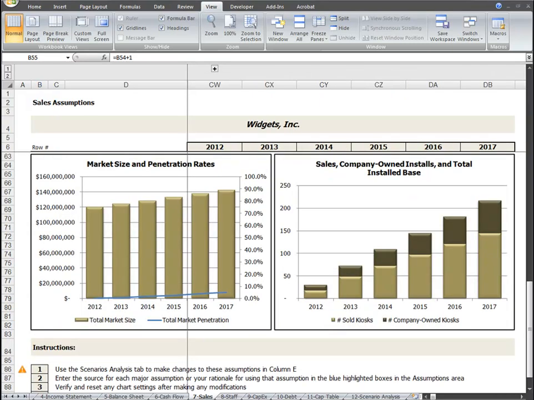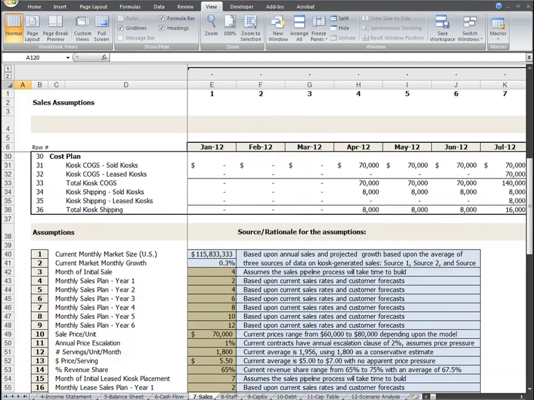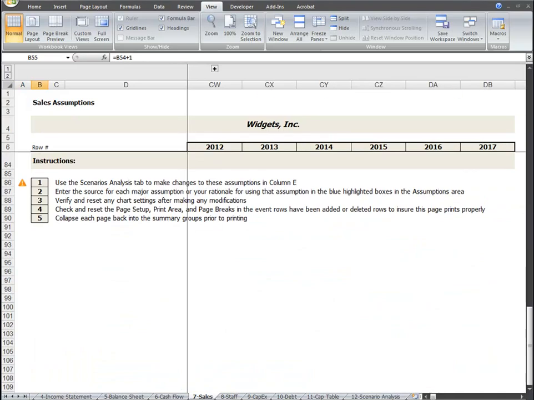The 2 pre-built charts clearly show your market size and penetration assumptions, as well as your sales mix over time of the different types of revenue. The instruction section below lays out the 5 steps on how to fill this page in, as we've just talked through.